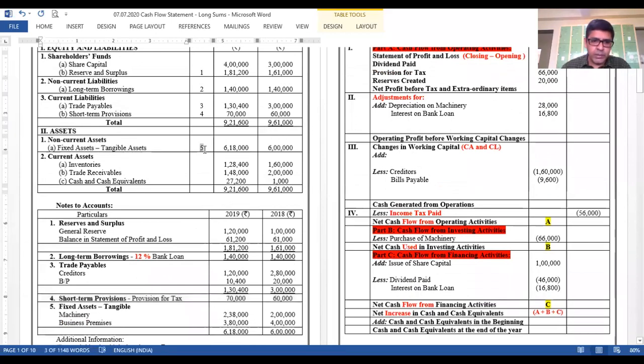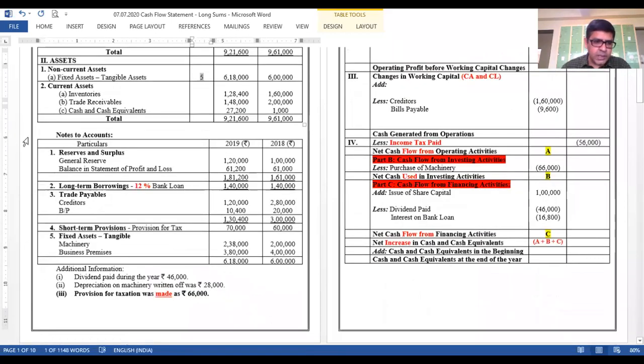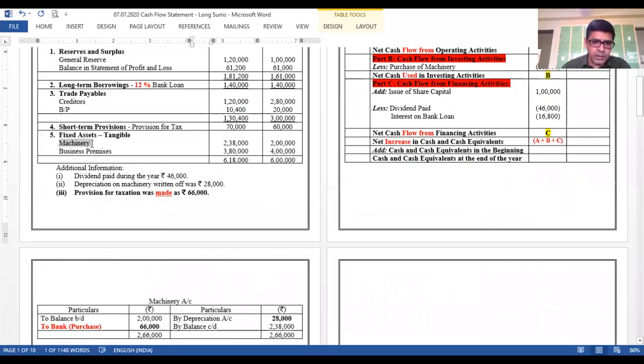Okay. After short-term provisions, the next amount can be seen for fixed assets, tangible. Note number 5. Let us go to note number 5 and check. Okay, machinery is there. Machinery we are done with. You have business premises also. Now, business premises can be seen as opening balance is 4 lakh rupees and the closing balance is 3 lakh 80,000, right? 4 lakh to 3 lakh 80. Business premises has reduced. So can you tell me what is the assumption over here? Anybody? Fixed assets reduces?